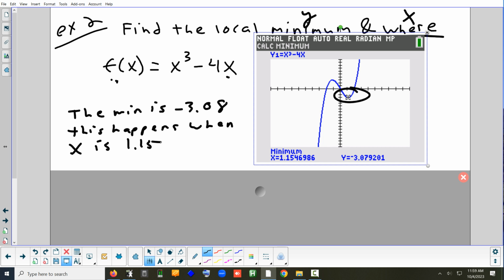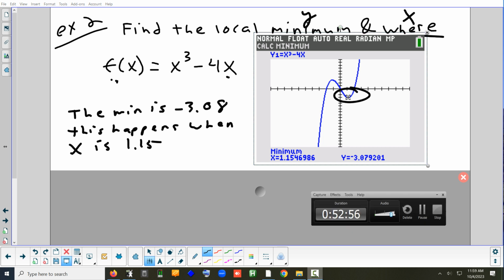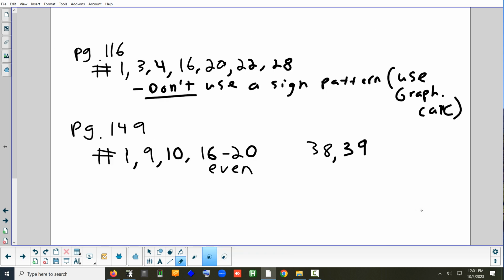Okay, so I'm going to adjust the homework a little bit, but I'll give you a chance to copy that, and then I'll put up the homework. On page 116, there's 7 questions. They're going to mention in the directions to do this thing called a sign pattern. That's not the way I taught you how to do it. Just use your graphing calculator to find either the roots or the intersection, depending on how you do it. And then on page 149, it's 1, 9, 10, 16 through 20 just evens, and then 38 and 39.